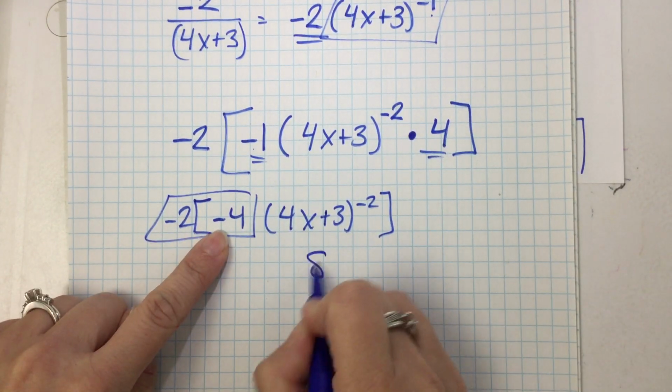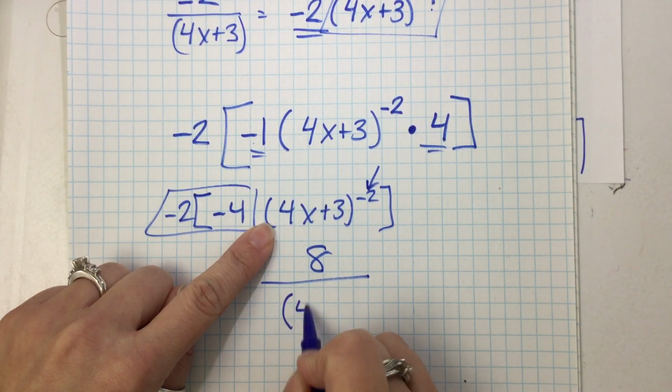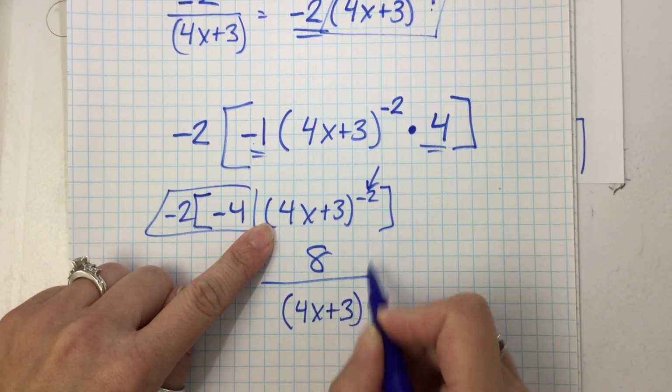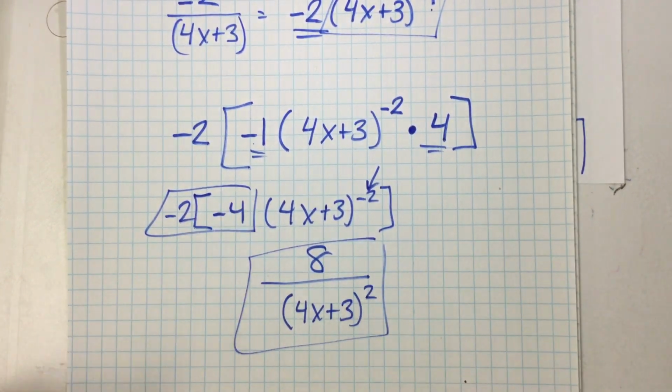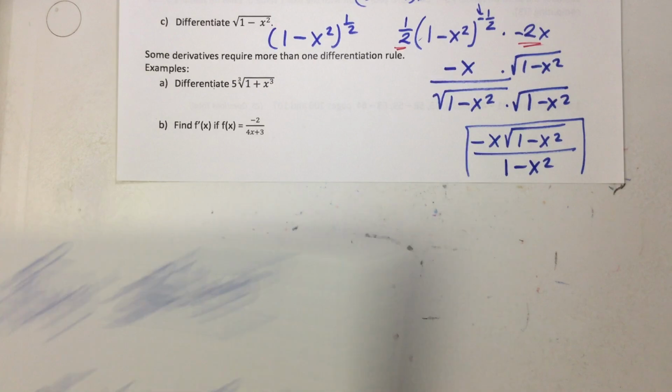-2 times a -4 is a +8. This negative goes to my 4x plus 3, and it has a power of 2. And we're done. So that was general power rule and the constant multiple rule. We are halfway done with the notes.